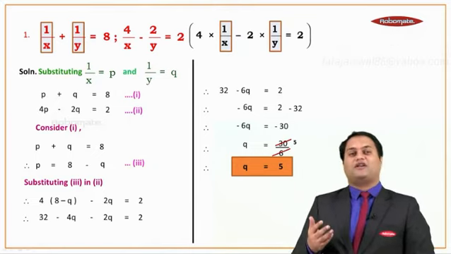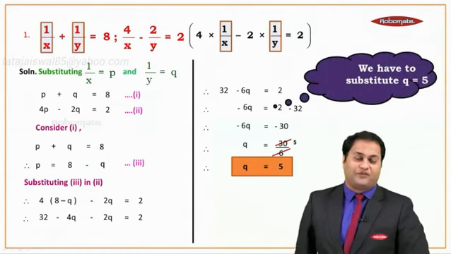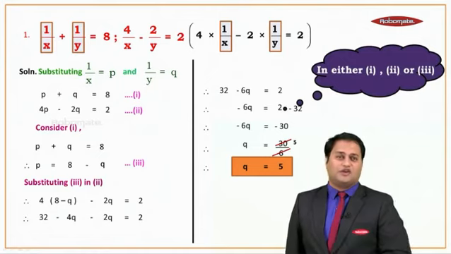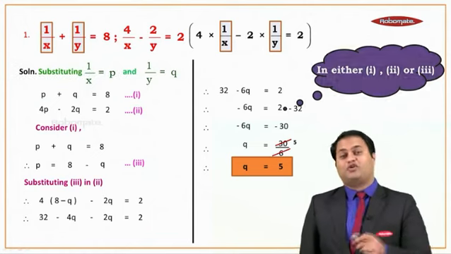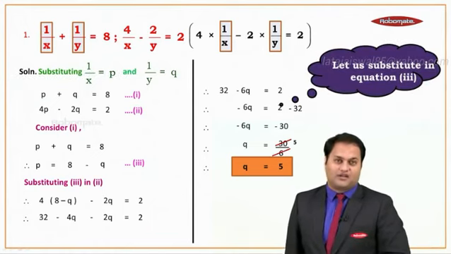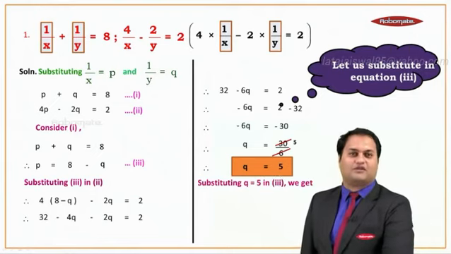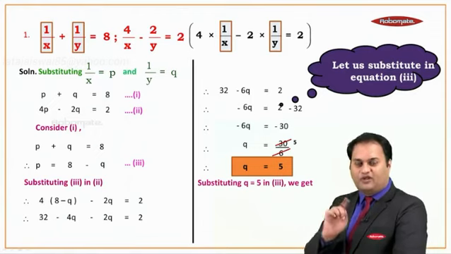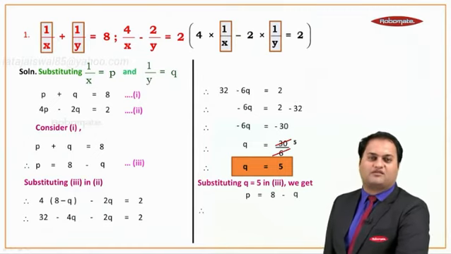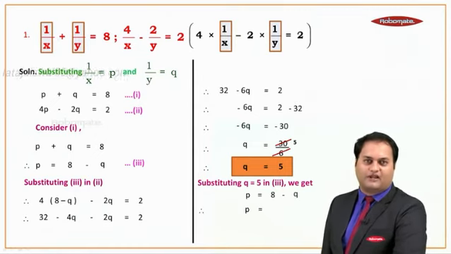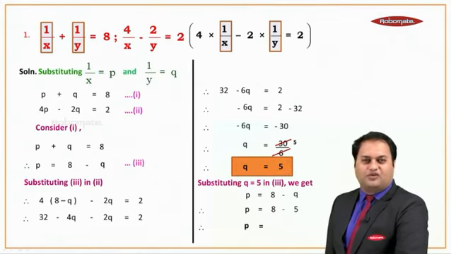So now the question is how to find the value of p. To find the value of p, we need to substitute q is equal to 5. Where should we substitute? Either in the first equation or second equation or third equation. The choice is absolutely yours. But if you remember, we normally substitute in equation number 3 in the substitution method. So let us substitute q is equal to 5 in equation number 3. We get p is equal to 8 minus 5. Instead of q, we write 5. 8 minus 5 is 3, so p is equal to 3.